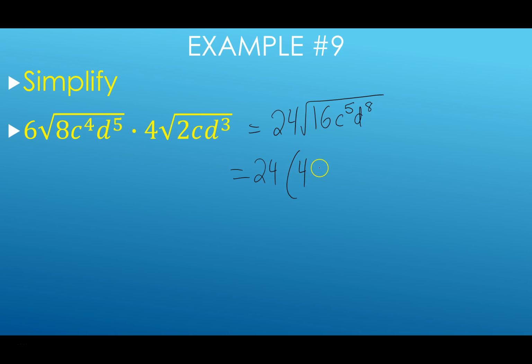C to the 5th is not, so if we divide 5 by 2, it would be c squared with a 1 remainder, so there will be a c left over. D to the 8th is a perfect square, so it will be d to the 4th. So our final answer will be 96, 24 times 4, c squared d to the fourth, and then times the square root of c.